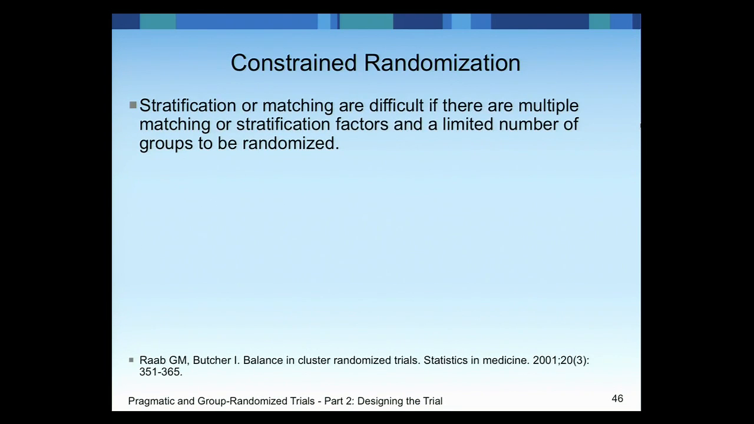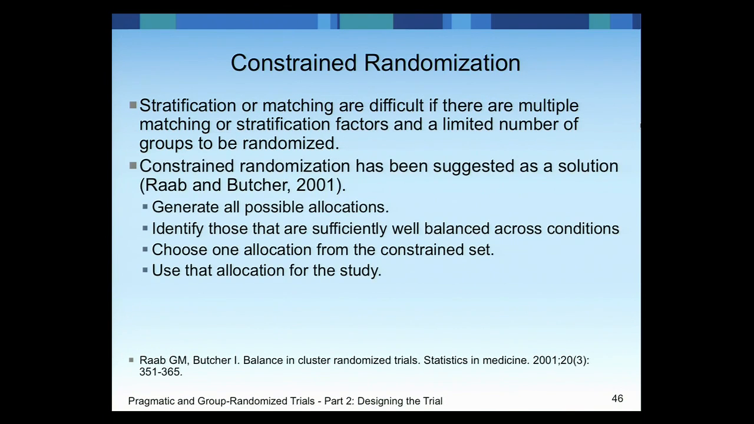I want to talk a little bit about constrained randomization because sometimes stratification and matching are difficult to implement. That's particularly true if you have a lot of factors that you want to match or stratify on and you only have a limited number of groups.